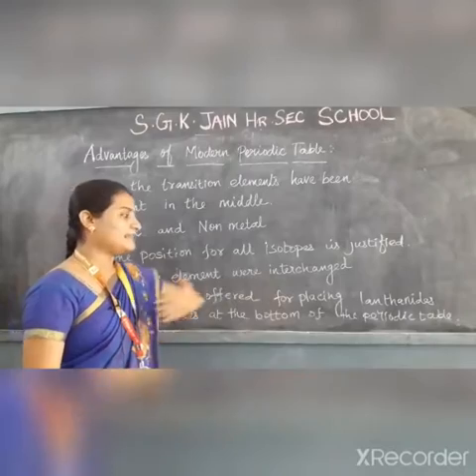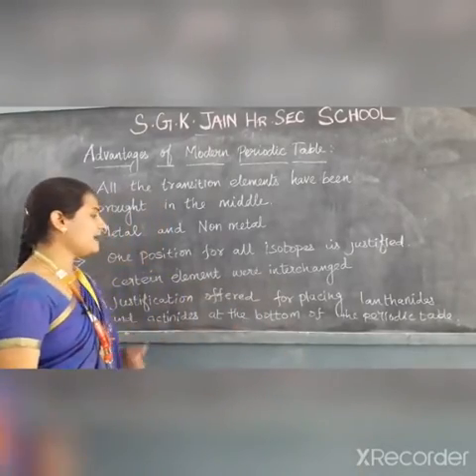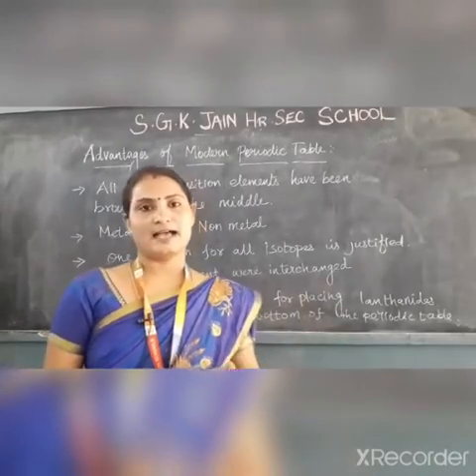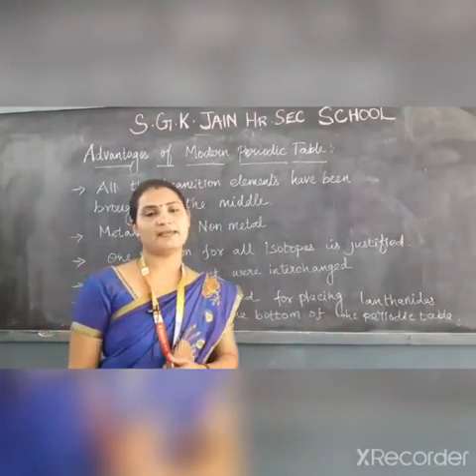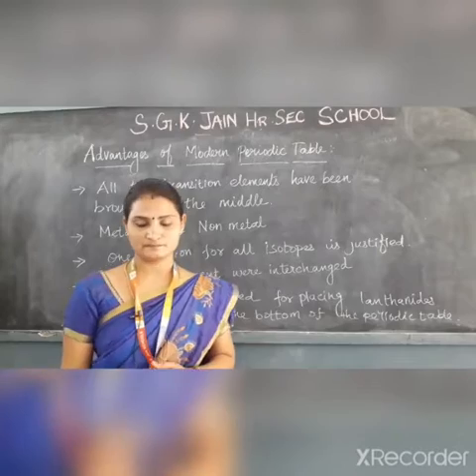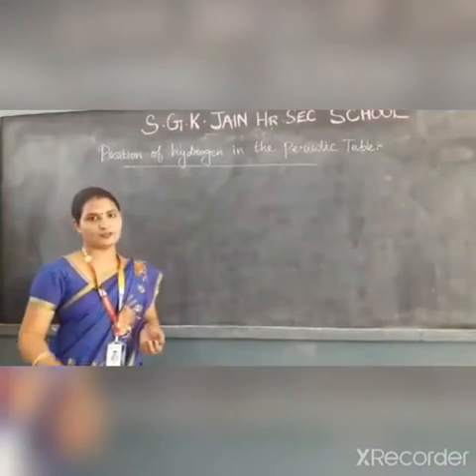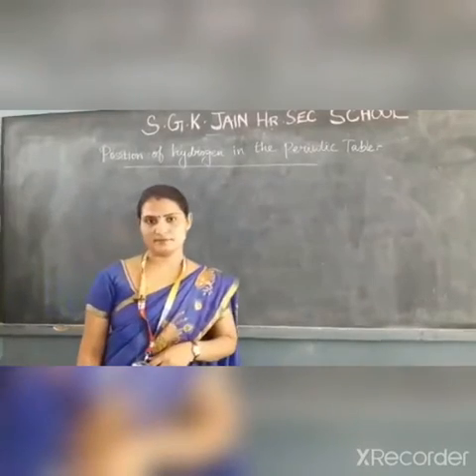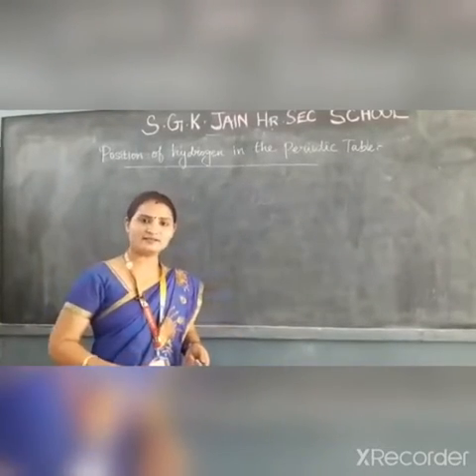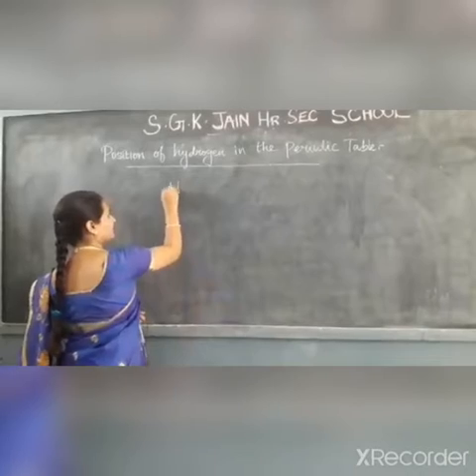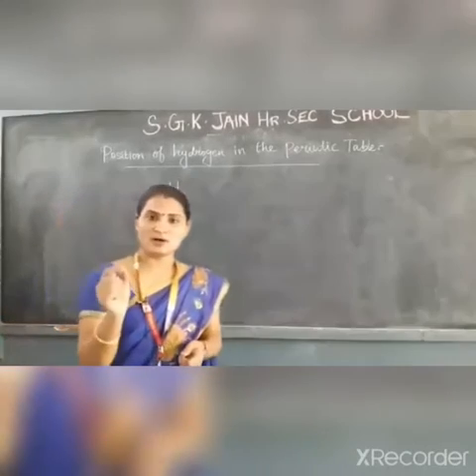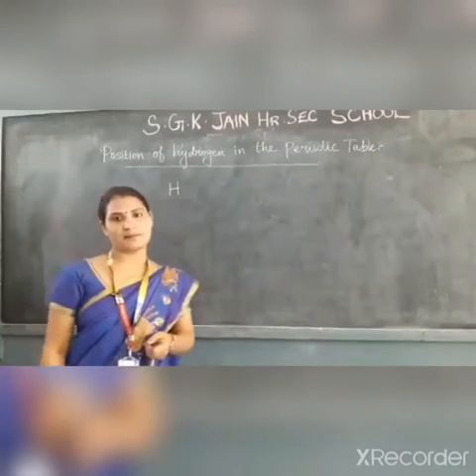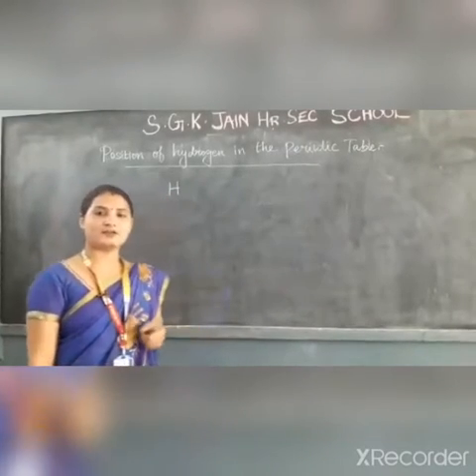Justification is offered for placing lanthanides and actinides at the bottom of the periodic table. You know already the F block has been placed at the bottom of the periodic table. Next we are going to see the position of hydrogen in the periodic table. What is the symbol of hydrogen? H. Hydrogen is the smallest and lightest, and it has been placed first in the periodic table.